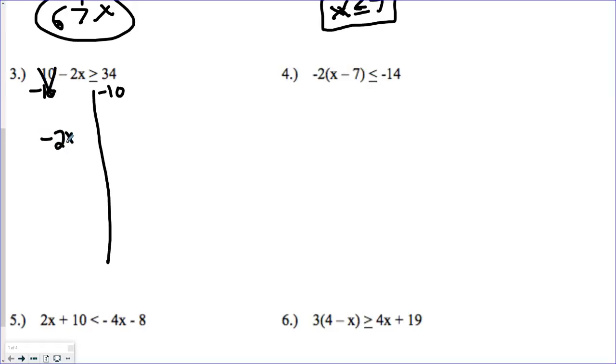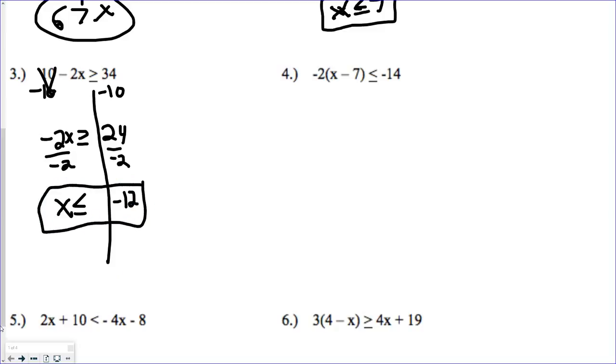I get negative 2x is bigger than or equal to 24. Then I'm going to divide by negative 2, and because I'm dividing by a negative number, I'm going to flip the symbol in the middle, and then 24 divided by 2 is negative 12. So that would be my answer. X less than or equal to negative 12 because I flipped the symbol in the middle because I divided by a negative number.